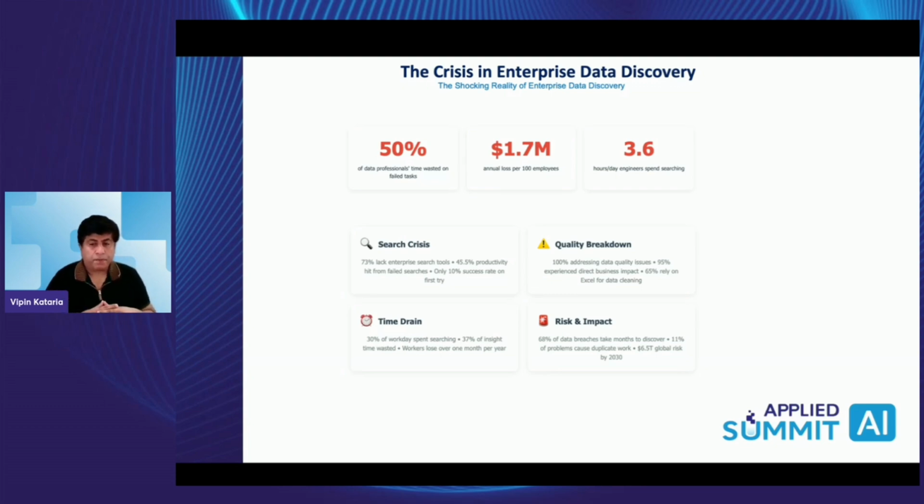The problem gets worse. 73% of employees lack a proper search tool. Only 30% actually succeed on their first search attempt. And we have massive data quality issues. People spend 65% of the time just cleaning data in Excel. And here's what really hurts. Data breaches take months to recover from, costing about $6 million on average by 2030. One in three workers loses an entire month per year just searching for data. And this isn't just inefficient, it's a real crisis.